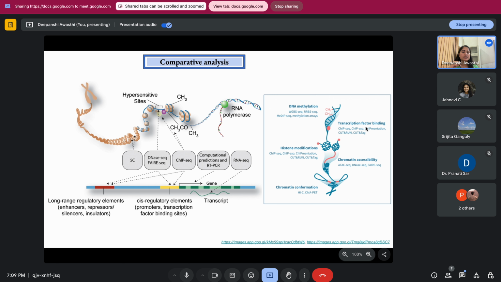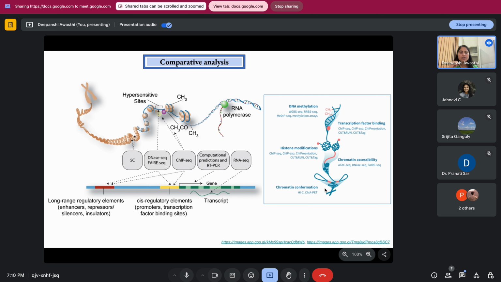If you want to identify the transcription factor binding, then you can go for ChIP-Seq, ChIP-Exo, ChIP-mentation, CUT&RUN, CUT&Tag. So these are some other techniques through which you can identify the transcription factor binding sites. If you want to look for the histone modifications, then you can use ChIP-Seq, ChIP-Exo, ChIP-mentation, similar techniques which were mentioned in case of transcription factor binding. Then chromatin accessibility, if you want to see which regions are accessible or which DNA is freely available, you can go for ATAC-Seq, DNase-Seq and FAIRE-Seq, which we have studied.